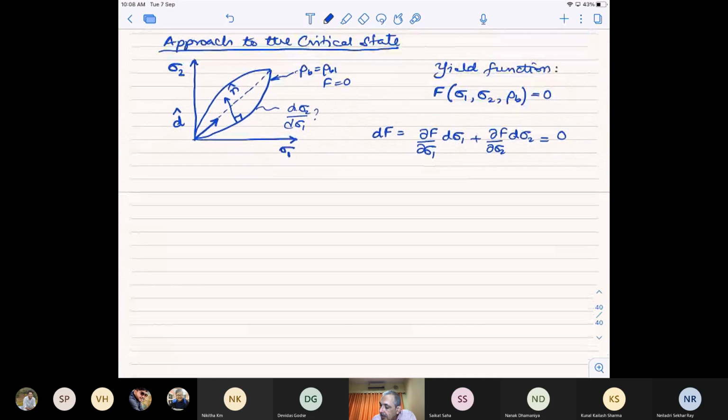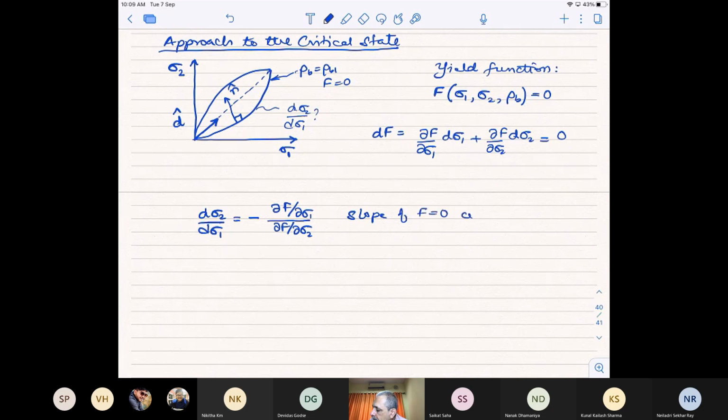If this is the case, then we immediately get the slope of the line d sigma 2 by d sigma 1. This is the slope of the yield curve, the constant density yield curve. If you rearrange this equation, it is just del f by del sigma 1 divided by del f by del sigma 2. So that is the slope, for the constant density.